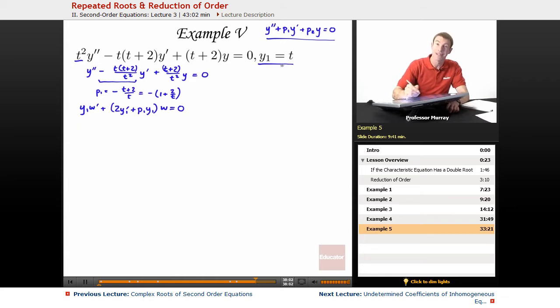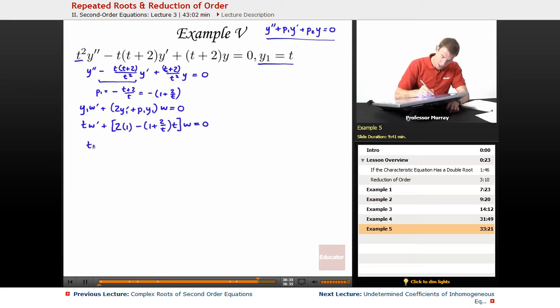So I'm going to fill in everything I know. My y1 is t, so that's t times w prime plus, now, 2 times y1 prime. y1 prime is just the derivative of t, so that's 2 times 1, plus p1. Okay, p1 is negative, so I'll do negative (1 plus 2 over t), and y1 is t, times w is equal to 0.